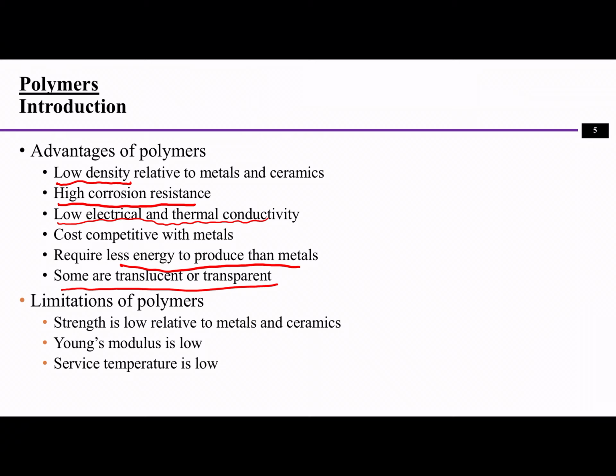There are also some limitations of polymers because polymers are very vulnerable to high temperature. When the temperature is high, it usually reduces not only mechanical properties but also some chemical properties as well. And compared to metals and ceramics, polymers usually have lower strength, and Young's modulus is also low.